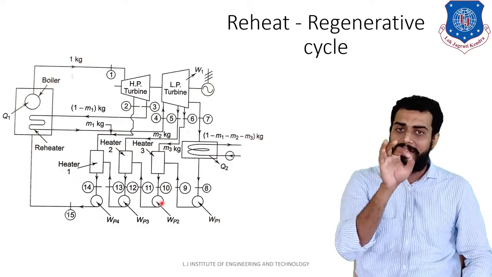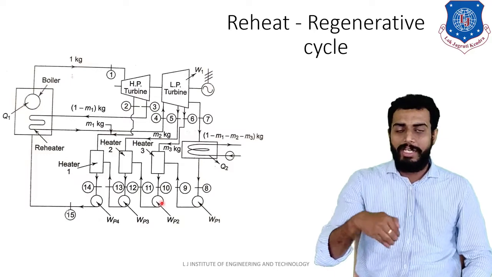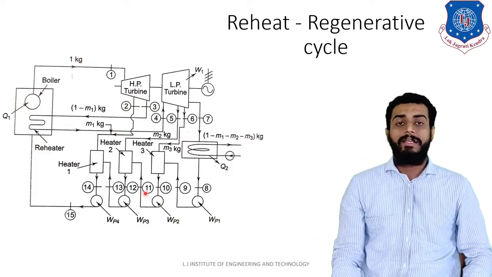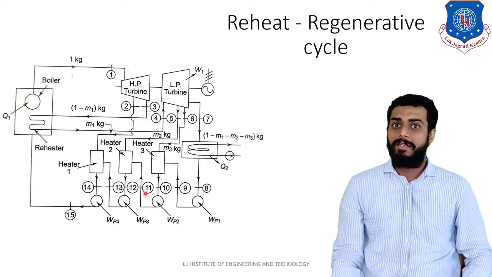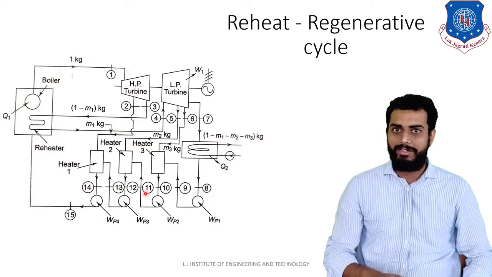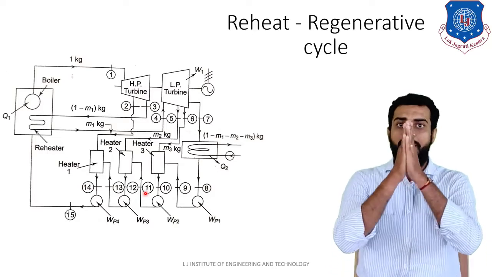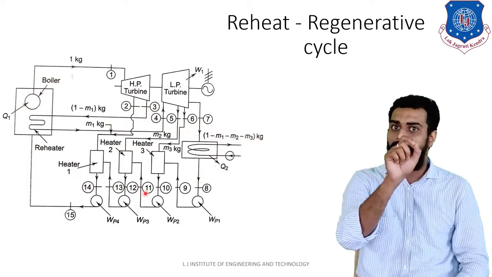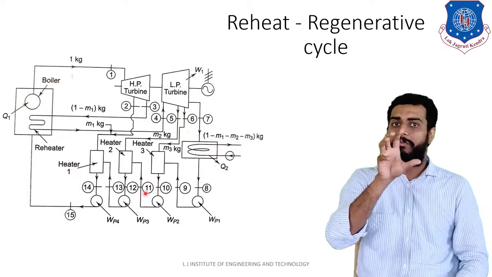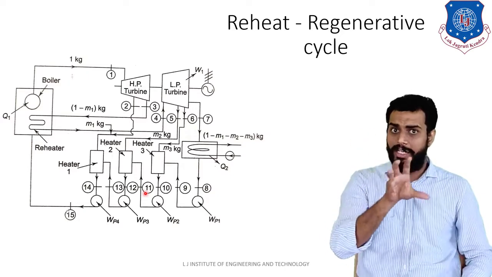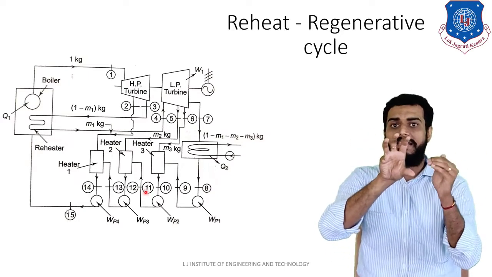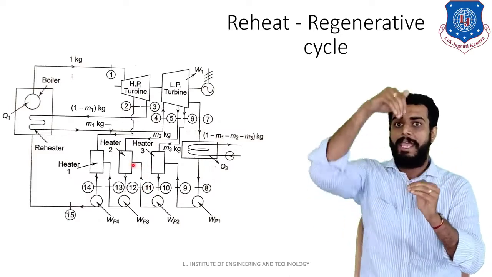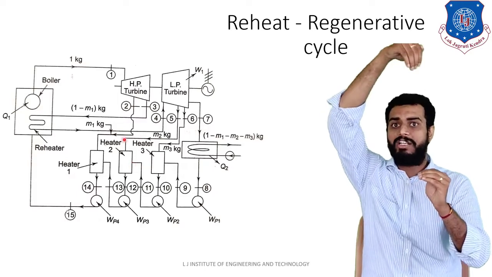From pump number 2, at the outlet you will have increased the pressure of the water, and that will be supplied back to heater 2, right? The heater 2 inlet is denoted by point number 11 on the screen. Remember students, from point number 11 you will have the mass of 1 minus m1 minus m2 kg. Clear? Now what will happen? For heater 2, from the right hand side you are supplying 1 minus m1 minus m2 kg of water, and from the top side of heater 2 you are supplying m2 kg of steam.